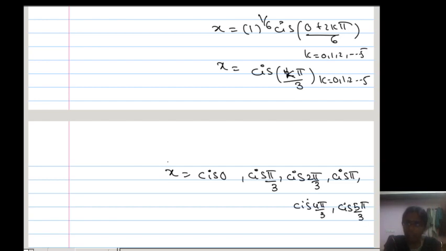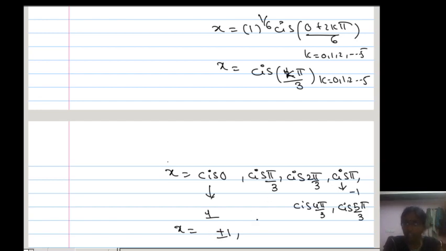So total how many? 1, 2, 3, 4, 5, 6. These are the solutions of the equation x power 6 minus 1 equals 0. But x power 6 minus 1 we are expanding as x square minus 1 into something. So here, cis 0 means cos 0 plus i sin 0, you are getting 1. Cis π means cos π plus i sin π, so I am getting cos π as minus 1, sin π 0. So plus or minus 1 are the solutions of the equation x square minus 1 equal to 0.